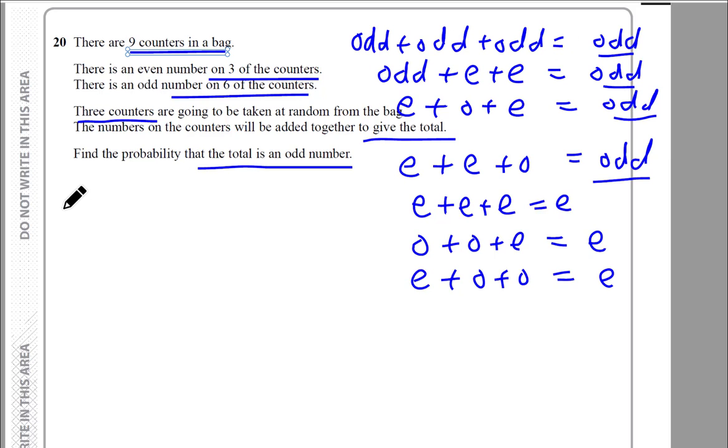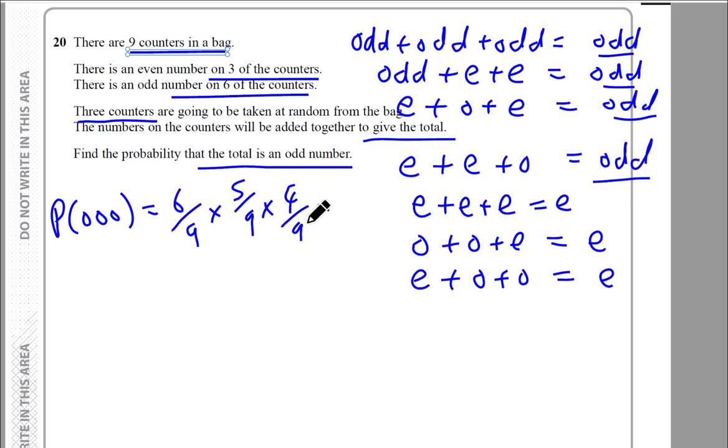So let's work P O P odd. That's 6 out of 9 times, we've got 1 less, so times 5 out of 9 times 4 out of 9. Let's work that out. Oh, and I did say there's 1 less, but there's 1 less in the bag. So that's 8 and 7. That's going to equal 120 over 504.